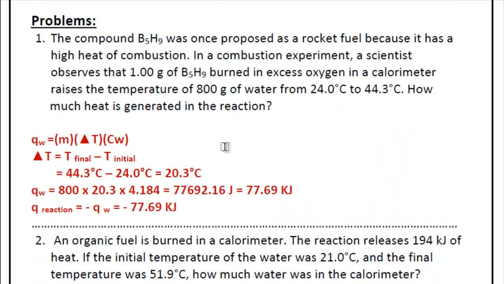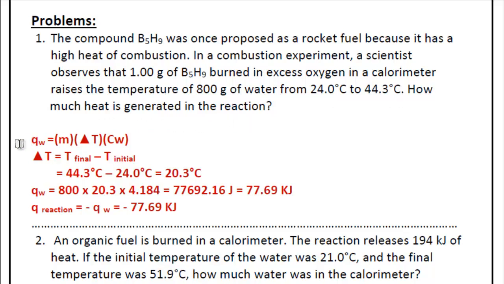After that, problems. The compound B5H9 was once proposed as a rocket fuel because it has a high heat of combustion. In a combustion experiment, a scientist observed that 1 gram of this substance burned in excess oxygen in a calorimeter raises the temperature of 800 grams of water from 24 degrees to 44.3 degrees. How much heat is generated in the reaction?